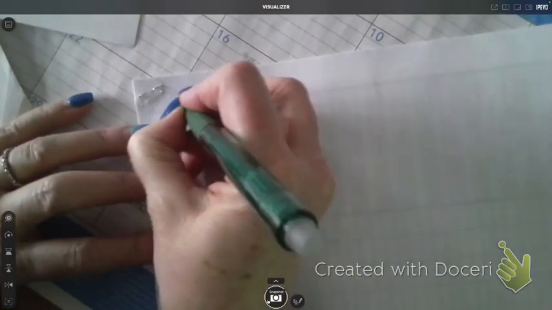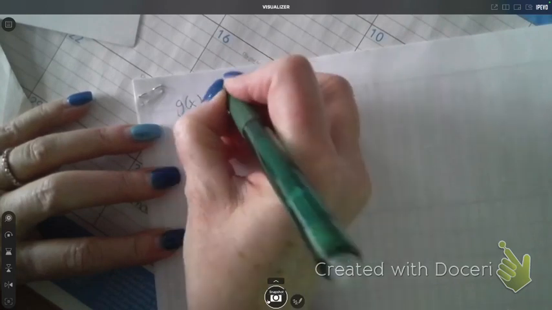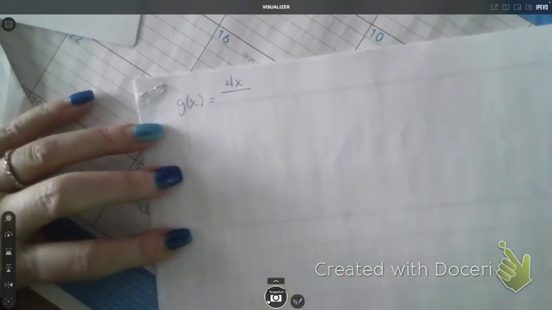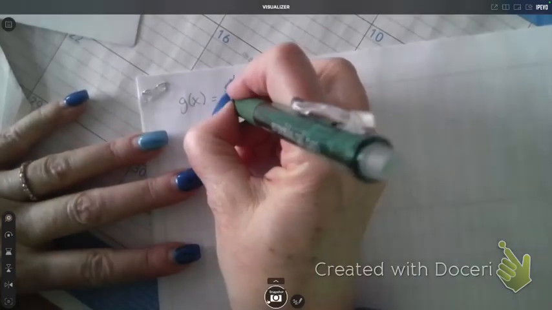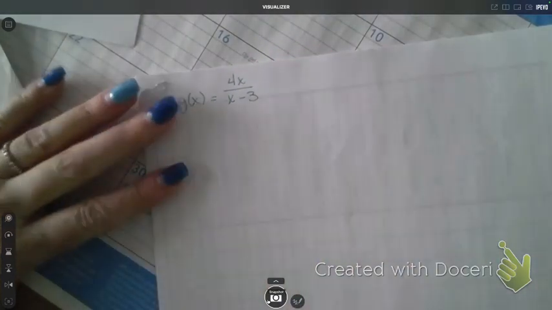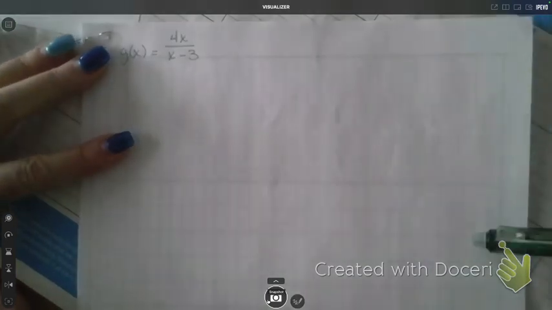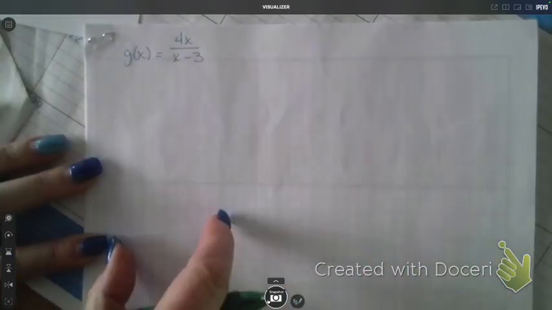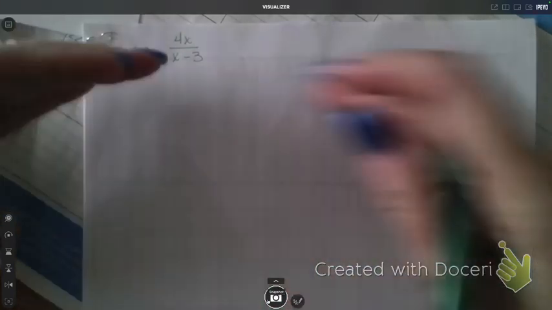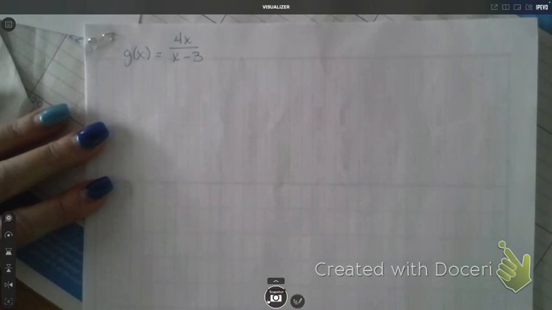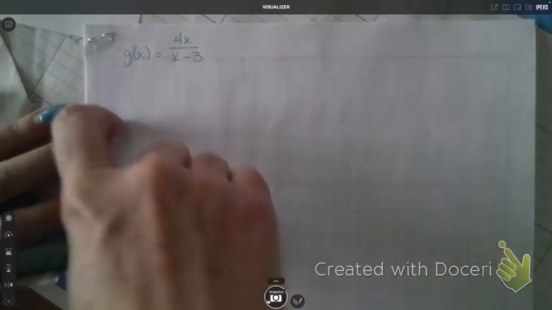Okay, so our first equation we're going to do is g of x equals 4x over x minus 3. I typically will do my work here and I will graph here. It's harder to do your work here and then graph underneath. It's easier to transfer it like this.